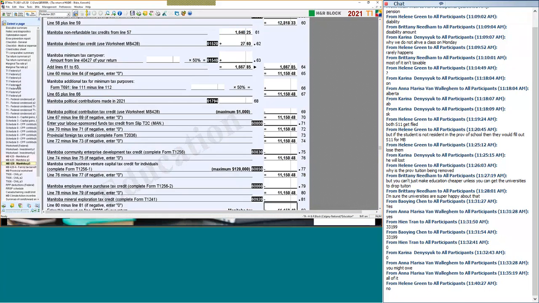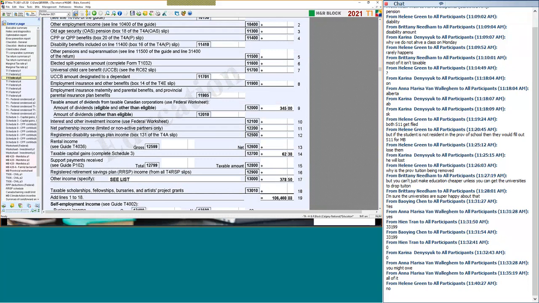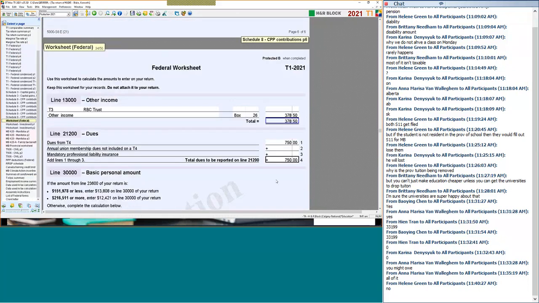And I'm going to show you a couple of lines here. So he has a lot of income. He has some dividends. He has some capital gains. And he has some other income. The other income was from his T3.